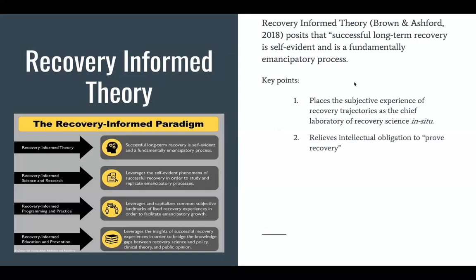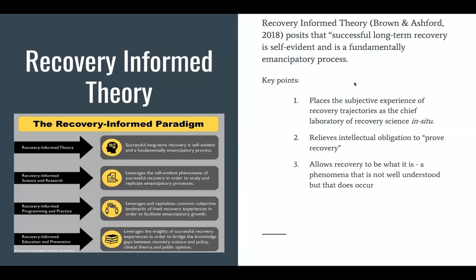It also relieves this intellectual obligation to prove recovery. We can just begin to inquire and examine recovery from an understanding that it is possible. We do not have to prove efficacy or whether or not recovery is even real, which many other fields might say that we need to. But the reality is we have millions of people that live and identify in this way, and we can just begin to move forward as this is true. This is a truism, and what comes next.